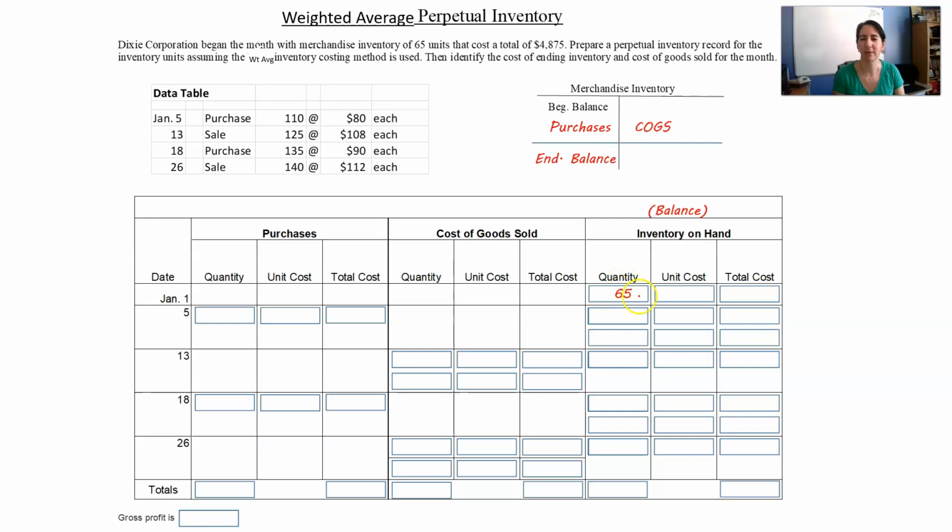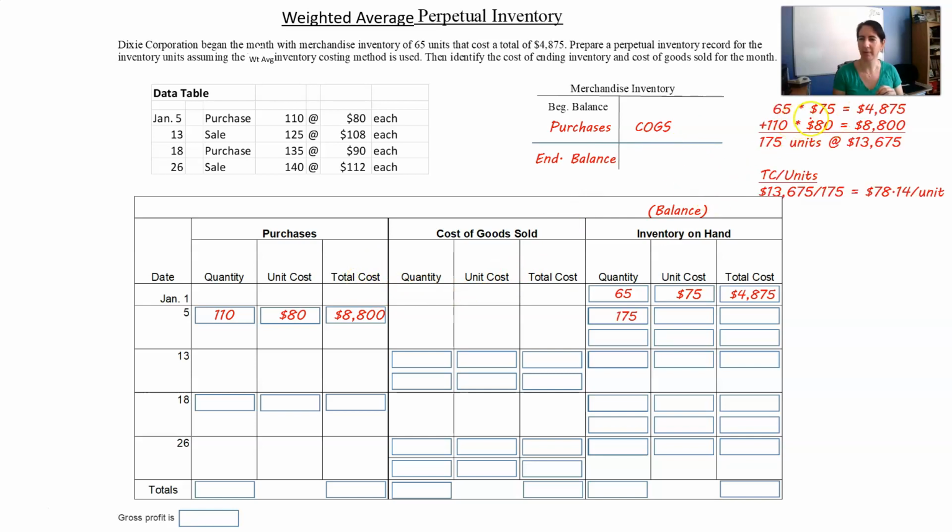65 at $48.75. So you can divide the two and figure out the unit cost is $75. Okay, so we're good. Nothing weird so far. January 5th, we make a purchase of 110 at $80 each. There's 110 at 80. Here's where it gets a little weird.